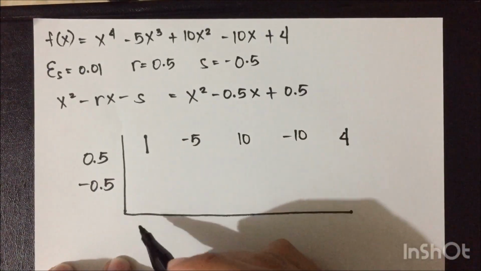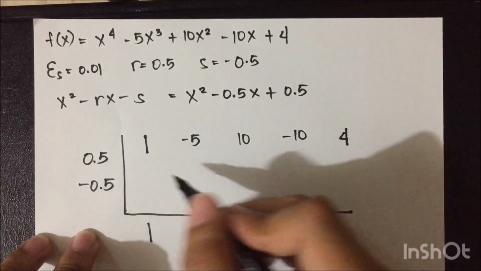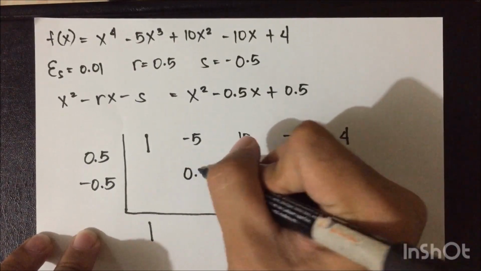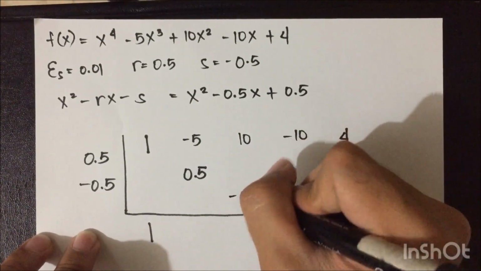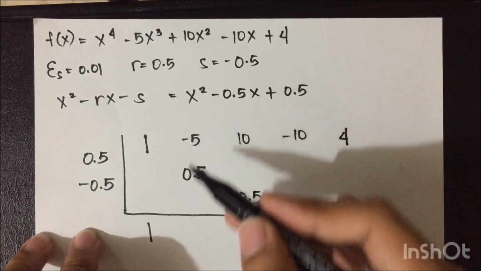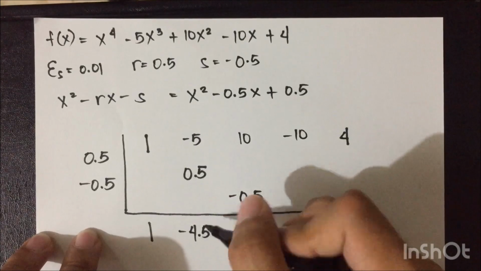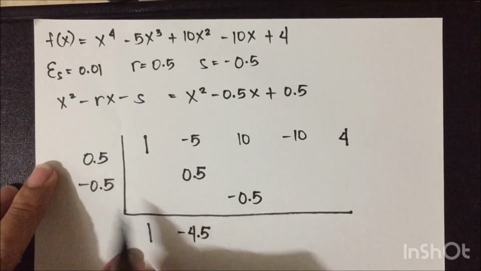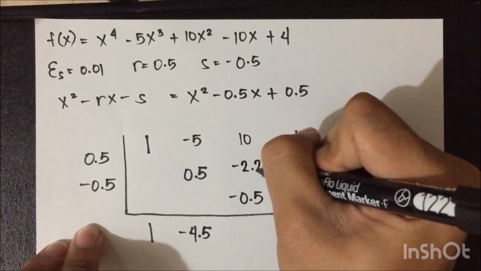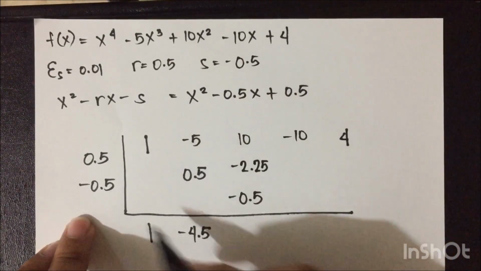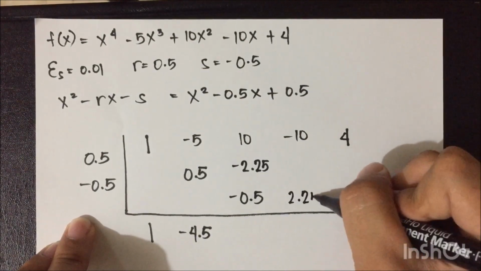Okay, so unang step, ibaba na natin yung 1, then 1 times 0.5, dito sa part na to dito natin simulan, 0.5, then 1 times negative 0.5, of course, negative 0.5. Then, pagsamahin na natin yung values na to, you have negative 4.5. And again, times natin dito, negative 4.5 times 0.5 is negative 2.25. Of course, negative 4.5 times negative 0.5 is positive 2.25.